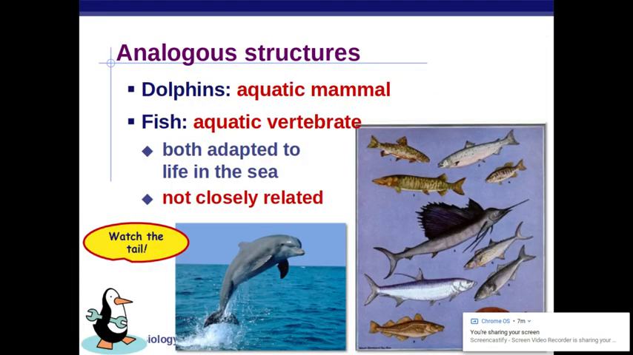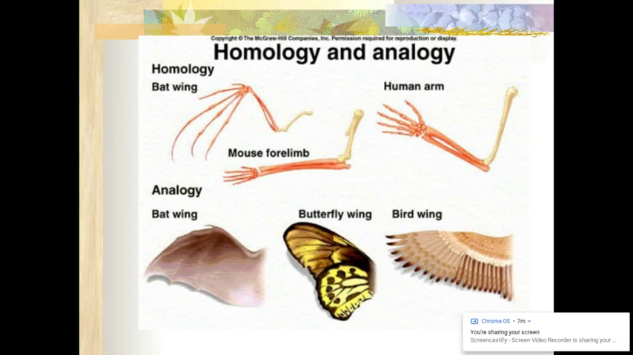Oh, and the tail. See how the tail goes left to right and up to down? See how different those structures are? We're looking for similar structures. So when you're looking, use your eyes to see if there are similar structures to see if something's related or not. Here's another example. Okay, homology is our bat wing, mouse forelimb, and human arm, and analogy is bat wing, butterfly wing, and bird wing. Top is related, bottom is not.